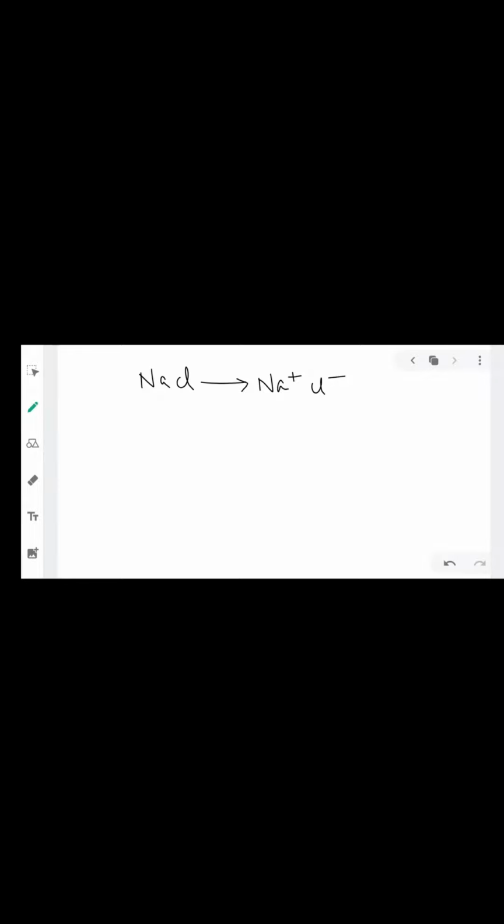So the Na+, the sodium ion, interacts with the negative part of the water molecule, that is the oxygen end, and the chloride ion interacts with the positive part of the water molecule, that is H+. So this is how it interacts. Let me show you how it interacts.